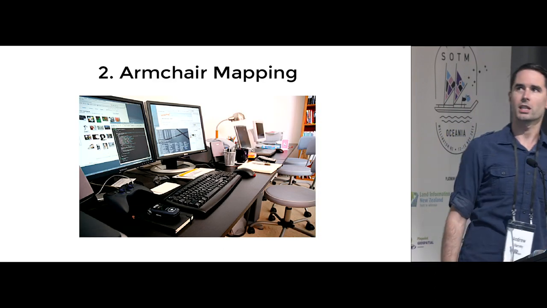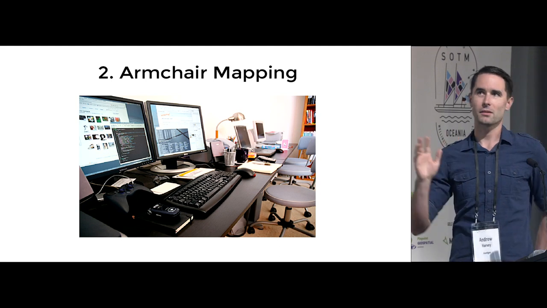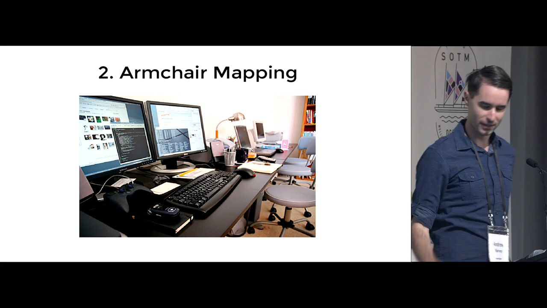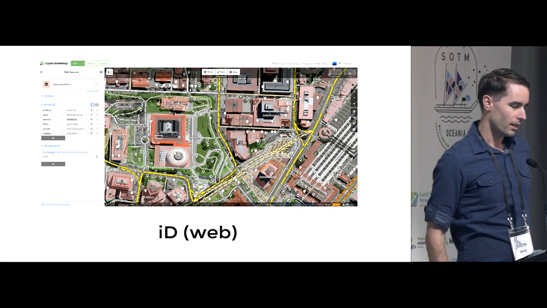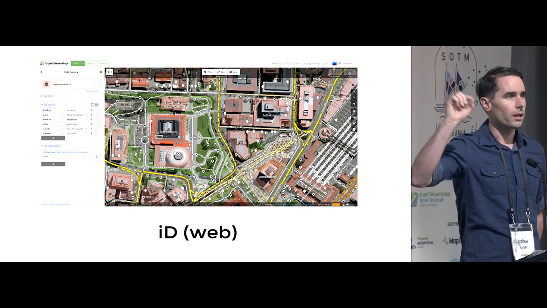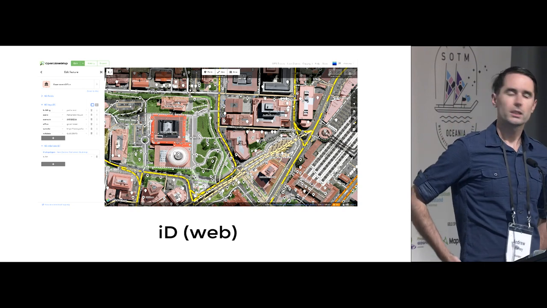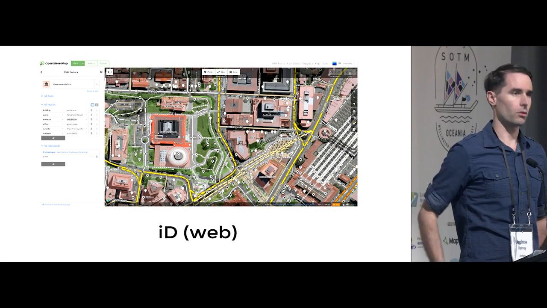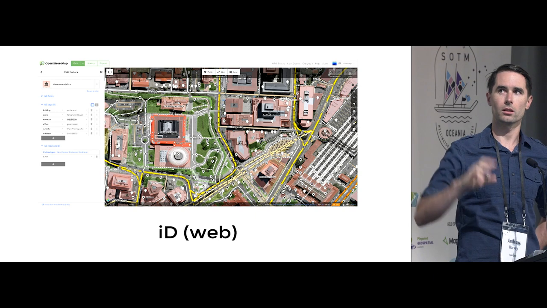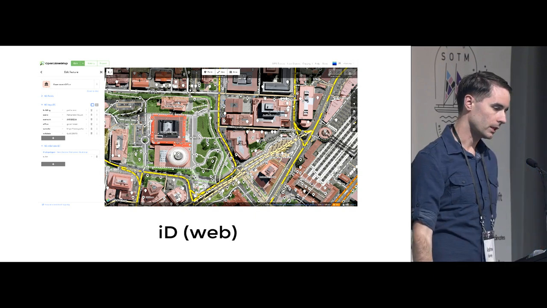And then, of course, there's armchair mapping. So if you're really lazy and don't like to go outside, you can also contribute just sitting at your desk. You can use the iD editor. That's the default editor when you click edit at the top of the OpenStreetMap webpage. You don't need to install any software, and you can map a lot of detail and a lot of different types of features with iD.